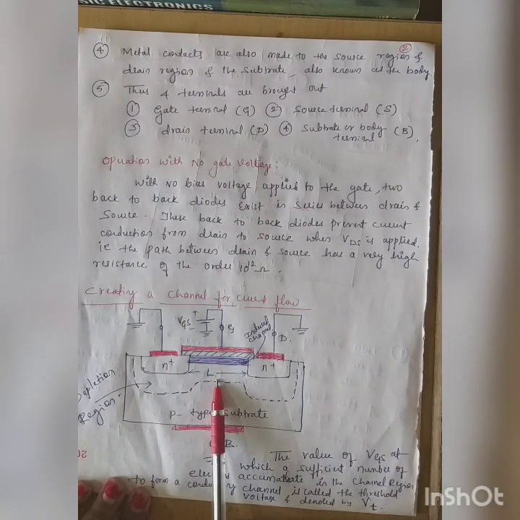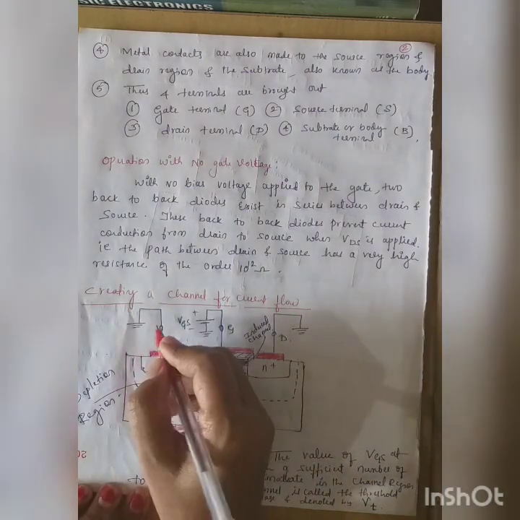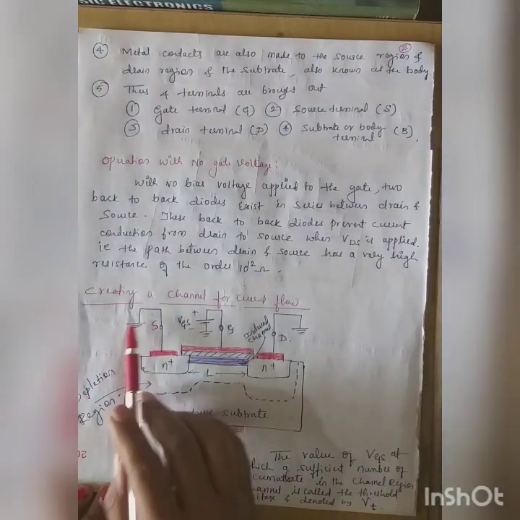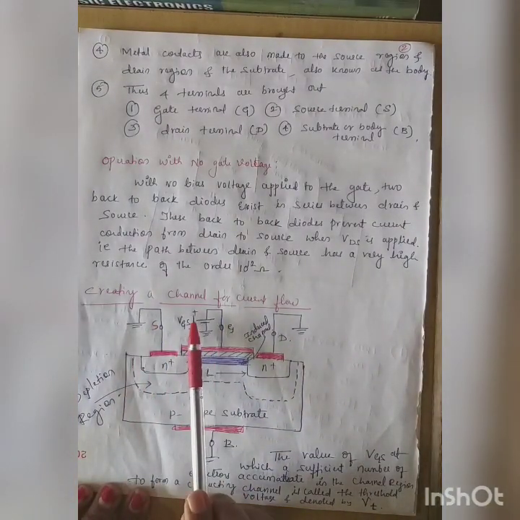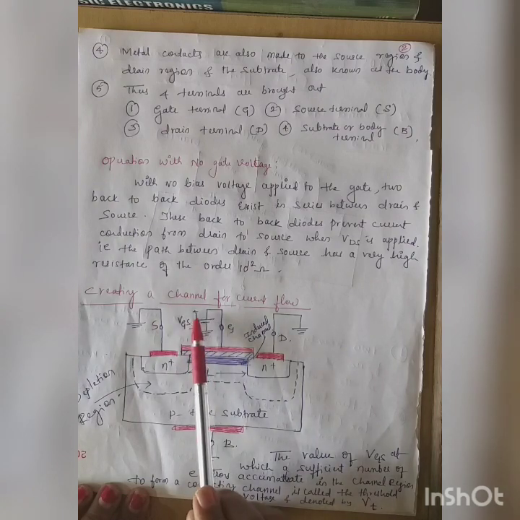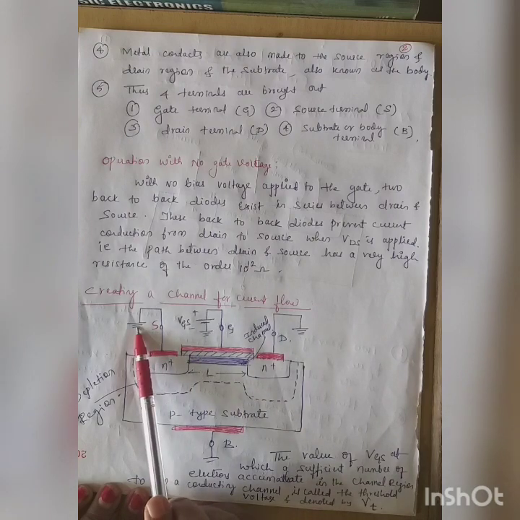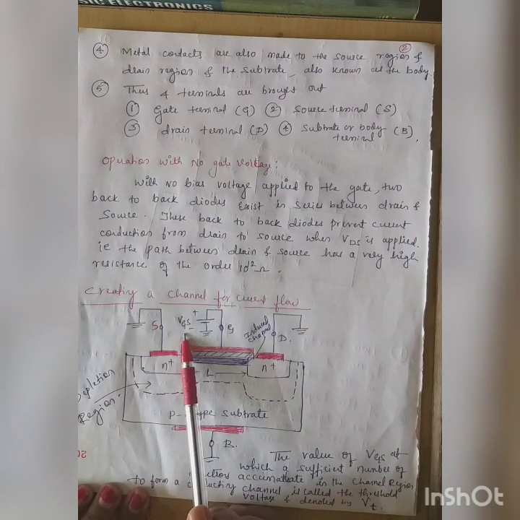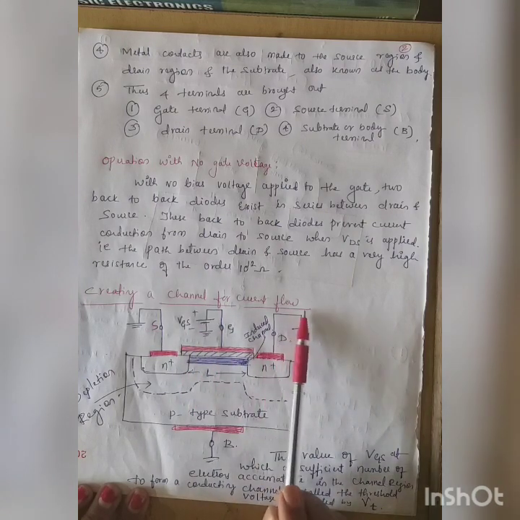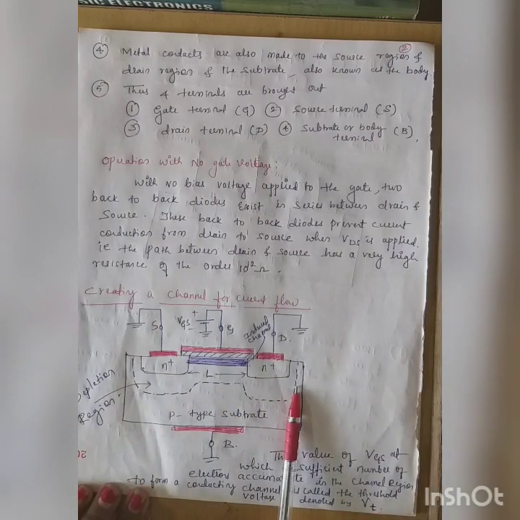Now we will see how it can be created. Now to create the channel, what we will do, again this source is connected to ground. The gate is supplied with a voltage like this, plus minus. Now this is denoted as VGS. Since S is also grounded, we denote it as VGS for the gate terminal. Drain is also grounded. This is N plus, like this the structure is there.